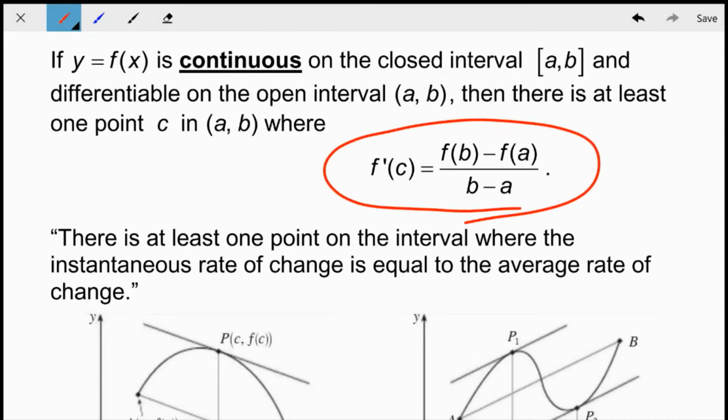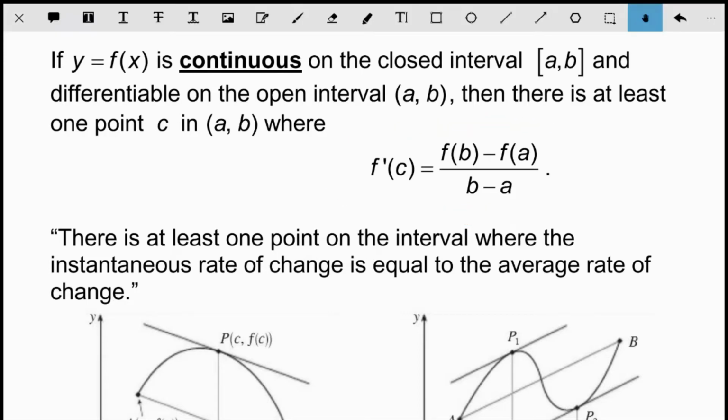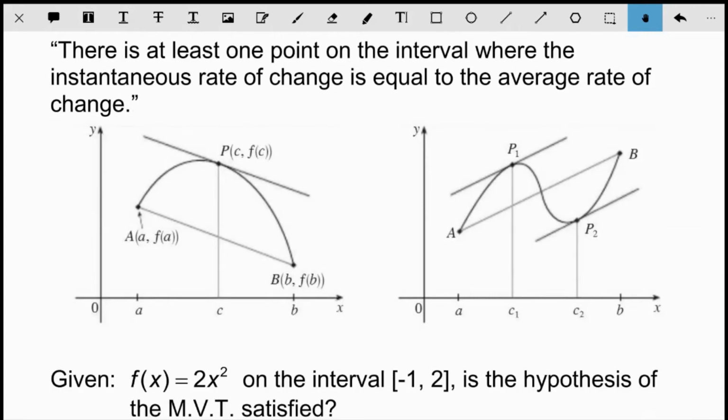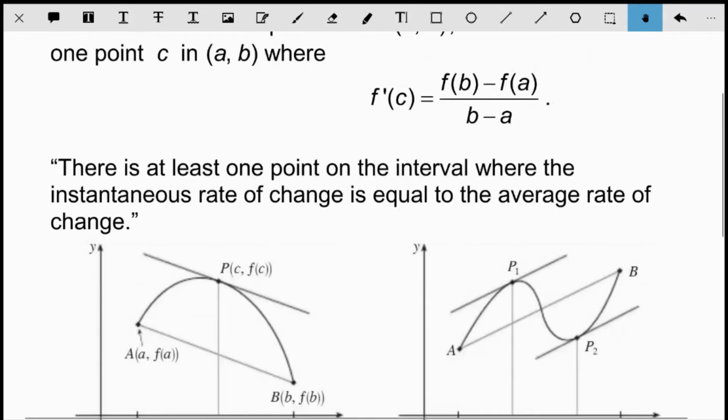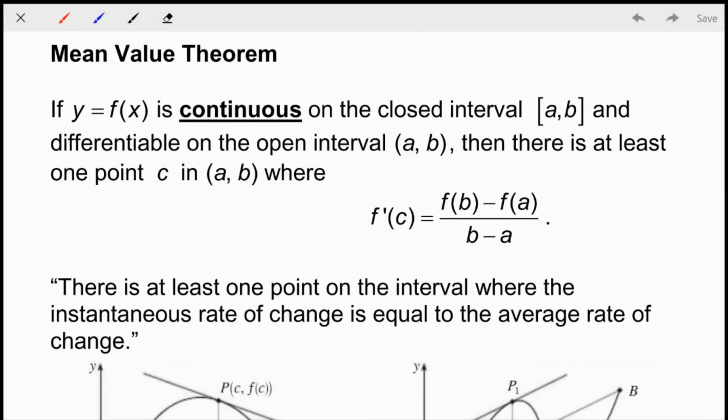And then when you read that in your head, you should be thinking, oh, f prime of c is the instantaneous rate of change. f of b minus f of a over b minus a is the average rate of change. Okay, so here are just some examples, a couple of functions plotted, and you can see that when we have the criteria of the mean value theorem being met, notice that it says there is at least one point where that's true. So you can have more than one point, and it really depends on your function.